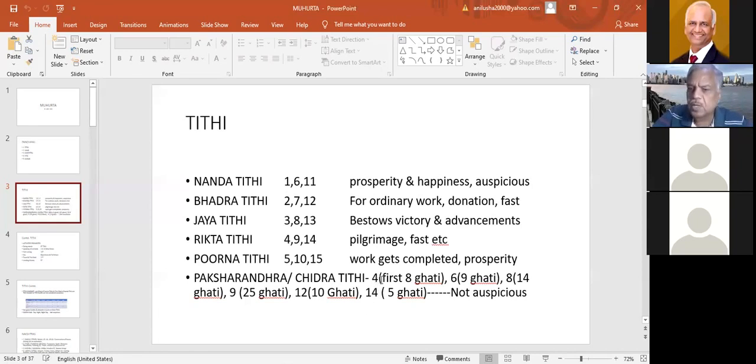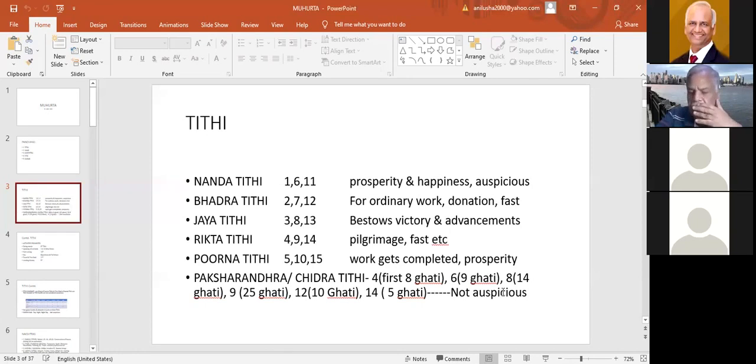In the 4th tithi, first 8 ghati. On the 6th tithi, first 9 ghati. On the 8th tithi, first 14 ghatis. On 9th tithi, first 25 ghatis. On the 12th tithi, first 10 ghati. And on the 14th, 5 ghatis. So this particular portion of the tithi is known as Pakshrandra or Chidra tithi. And this particular portion is not auspicious for any type of work actually.